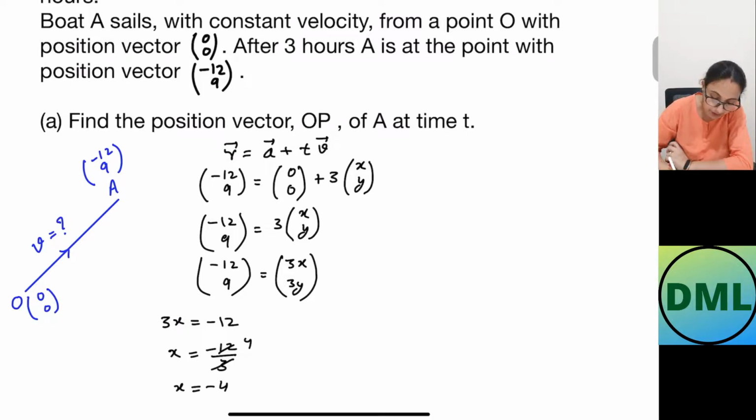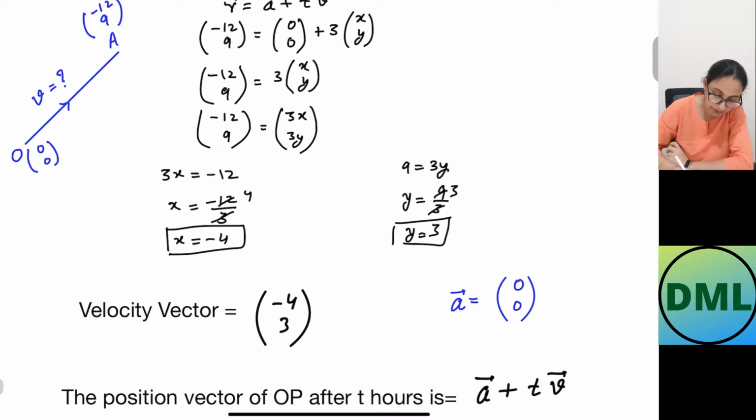Now if I compare the j vector, 9 is equal to 3y. So y is equal to 9 over 3, so y is equal to 3. So the velocity vector will be given by minus 4, 3, and the initial vector is 0, 0.